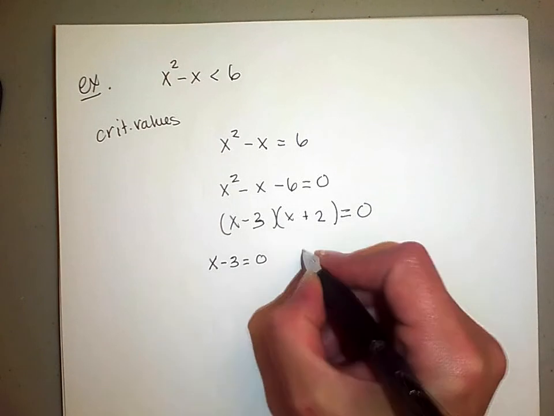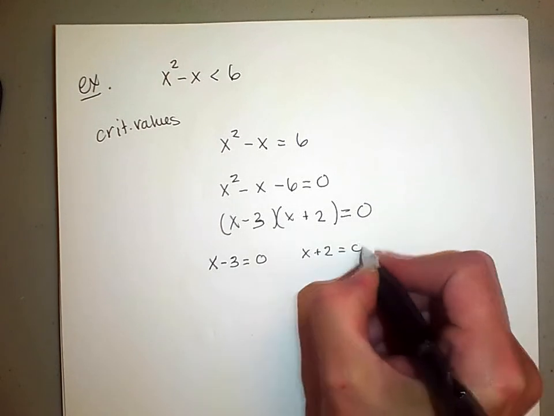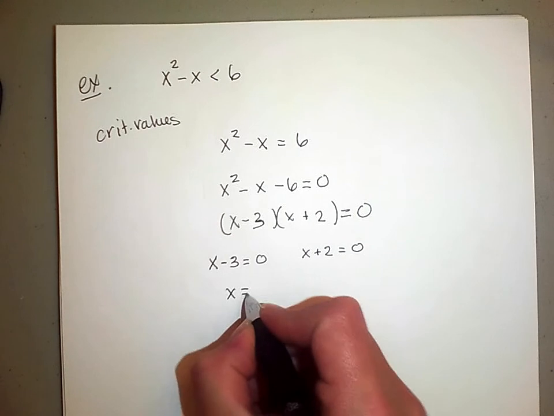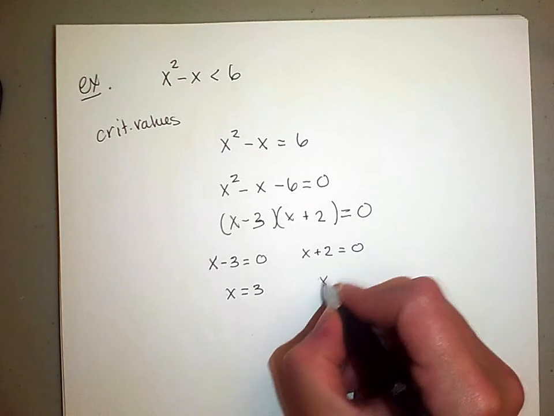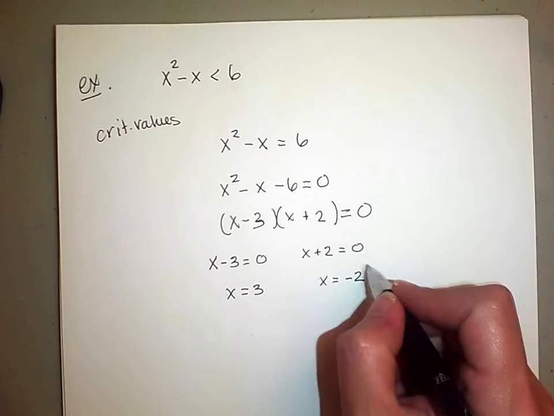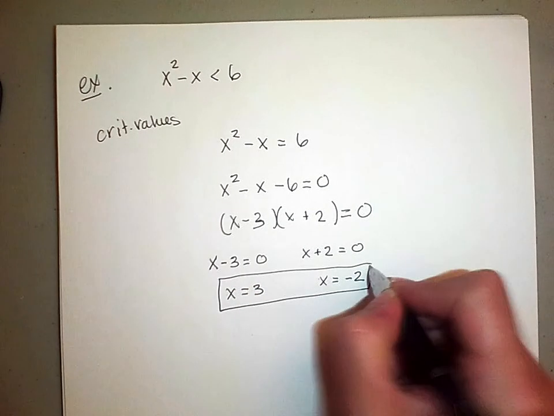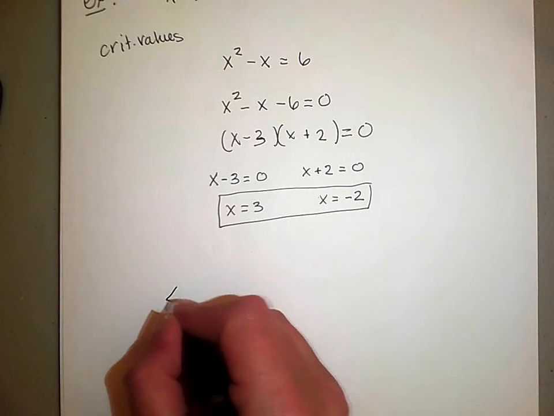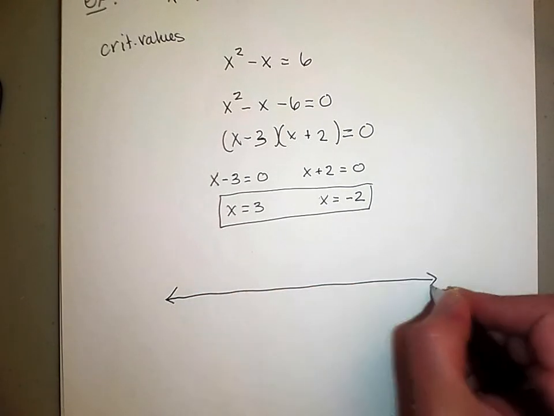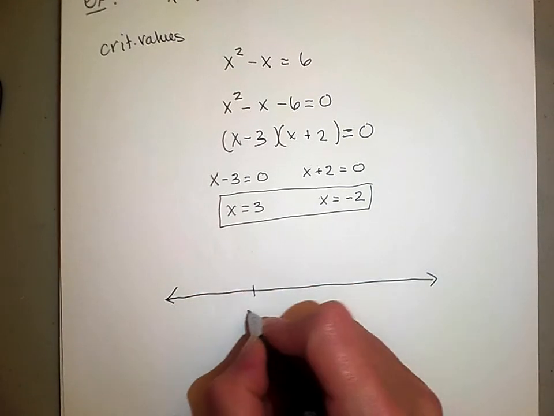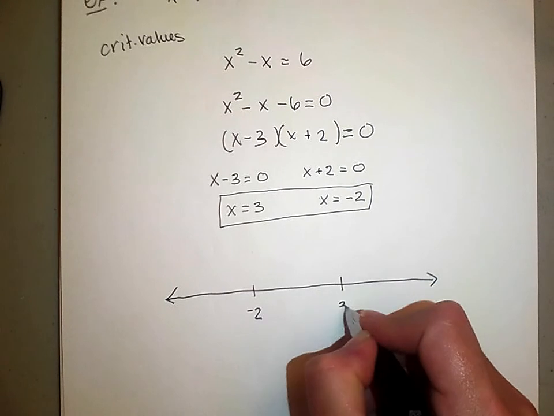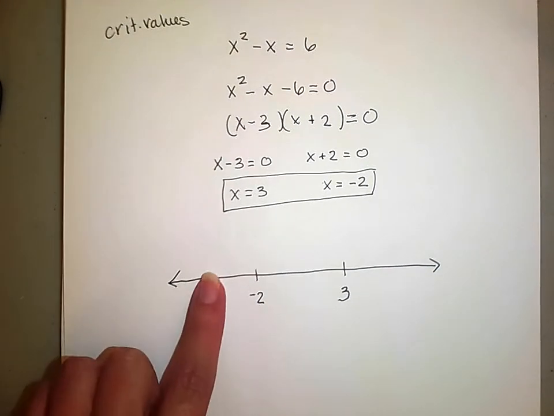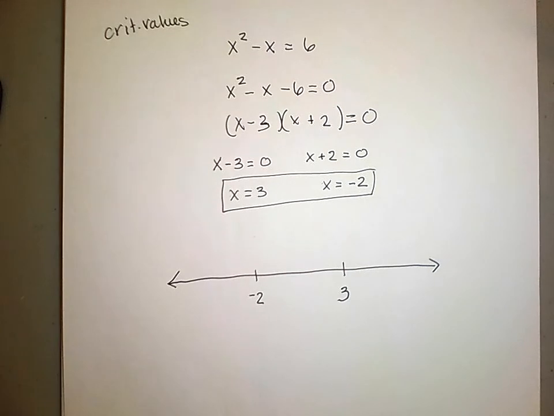Okay. And then solving this, we know that either x minus 3 equals 0 or x plus 2 equals 0. So it's either that x is equal to 3 or x is equal to negative 2. And these are our critical values. So the next thing we do is put those critical values on the number line. So now we've created 3 intervals for us to test.